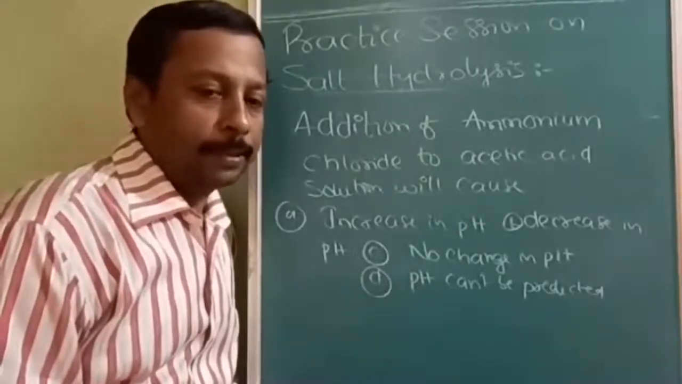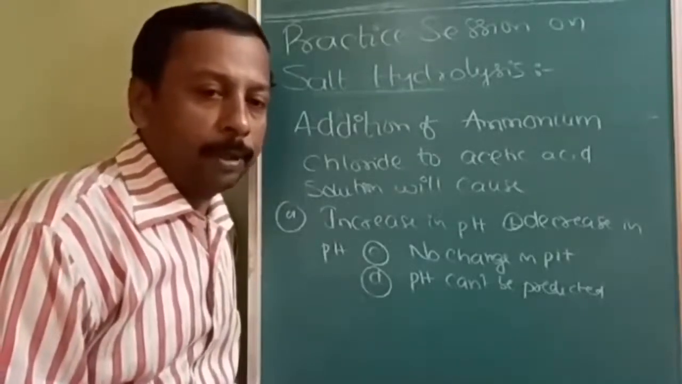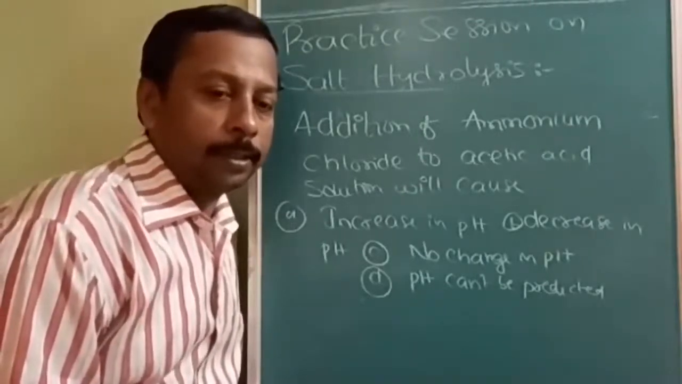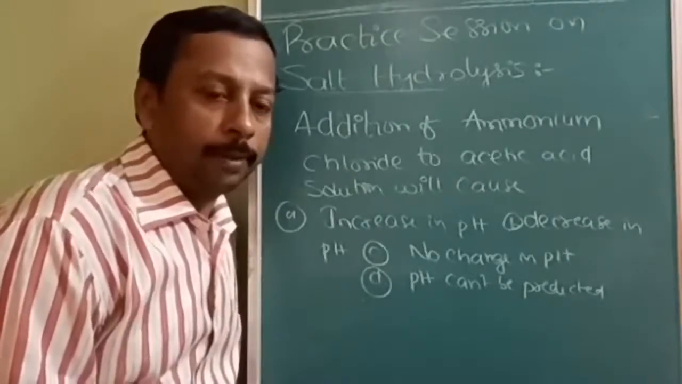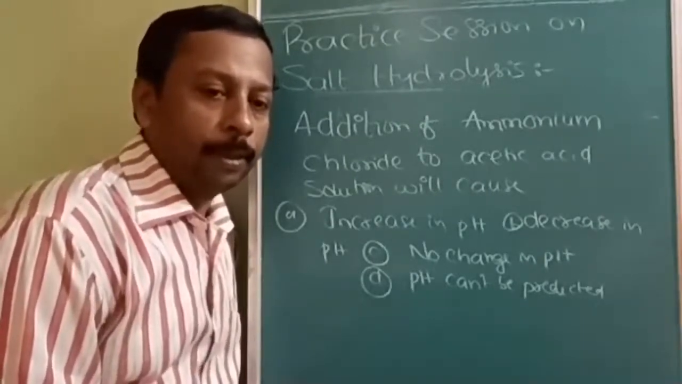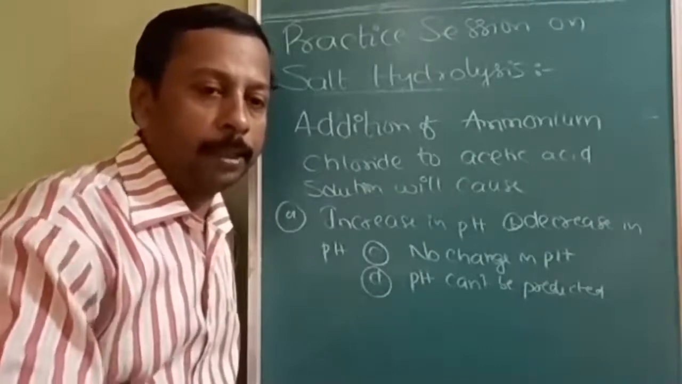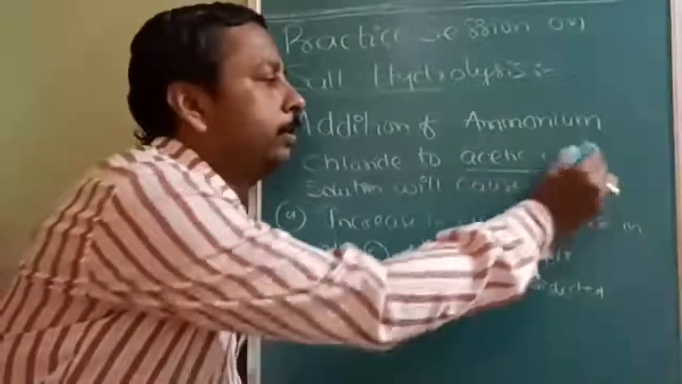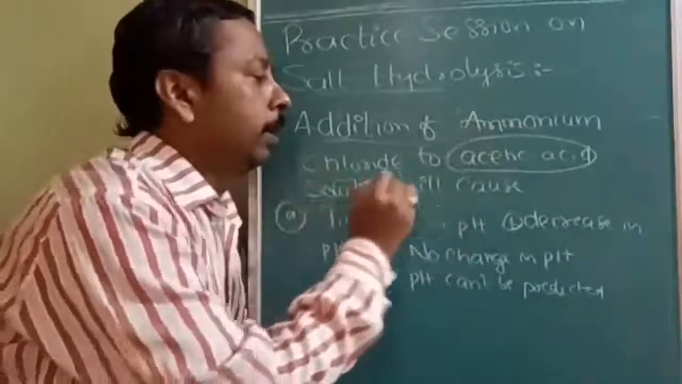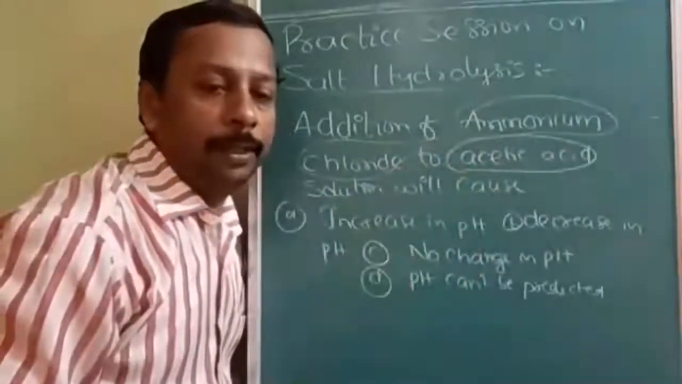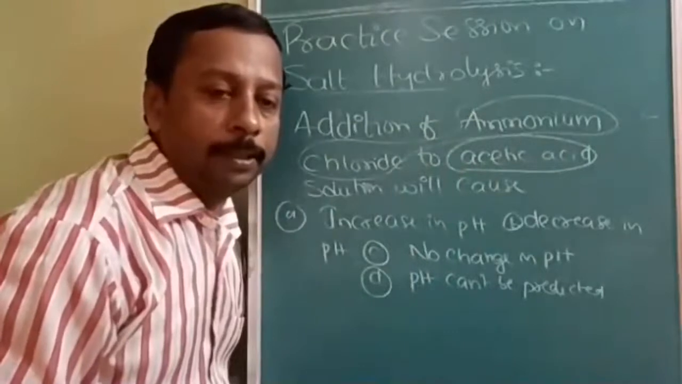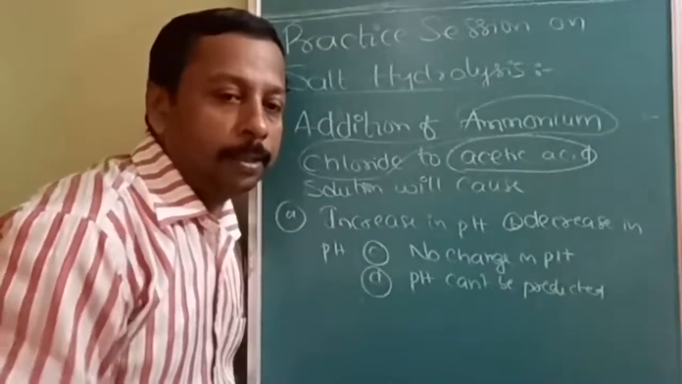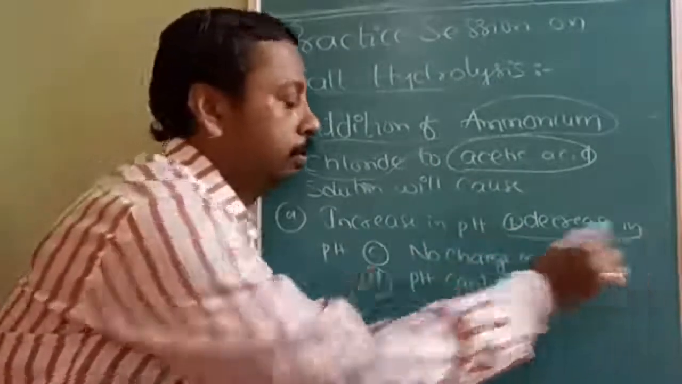Okay, next is a somewhat theory question. So fast answers. Addition of ammonium chloride to acetic acid. Ammonium chloride is a salt, acetic acid is a weak acid. Then if you add the salt to the weak acid, what will happen? Will pH increase or decrease? Simply, we are adding, actually it is also an acid. Ammonium chloride is a salt of strong acid and weak base. So acid plus acid, more acid. More acid means decrease in pH. Decrease in pH. Is it understood why?